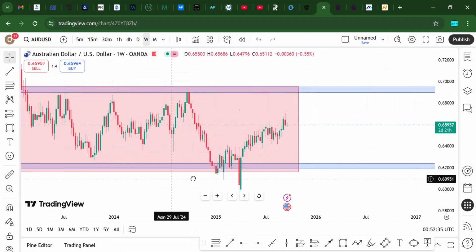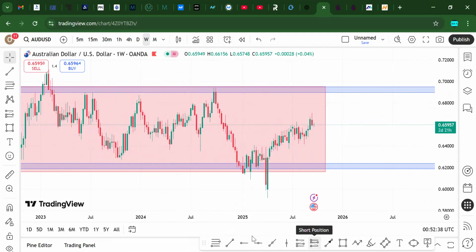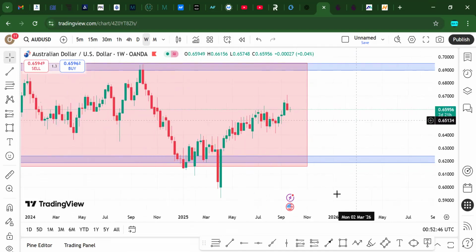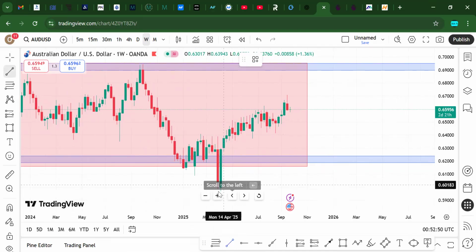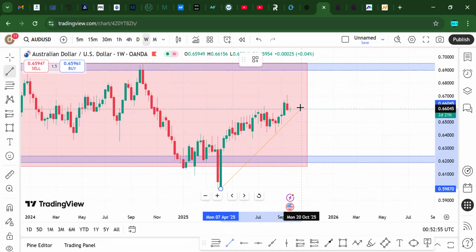Just to guide us, I use three basic tools for my analysis: support and resistance zones, trend lines, as well as the Fibonacci Retracement Tool. So this might be a very good time for me to include these tools on the weekly time frame before I look for the structure of the market that I can probably work with.